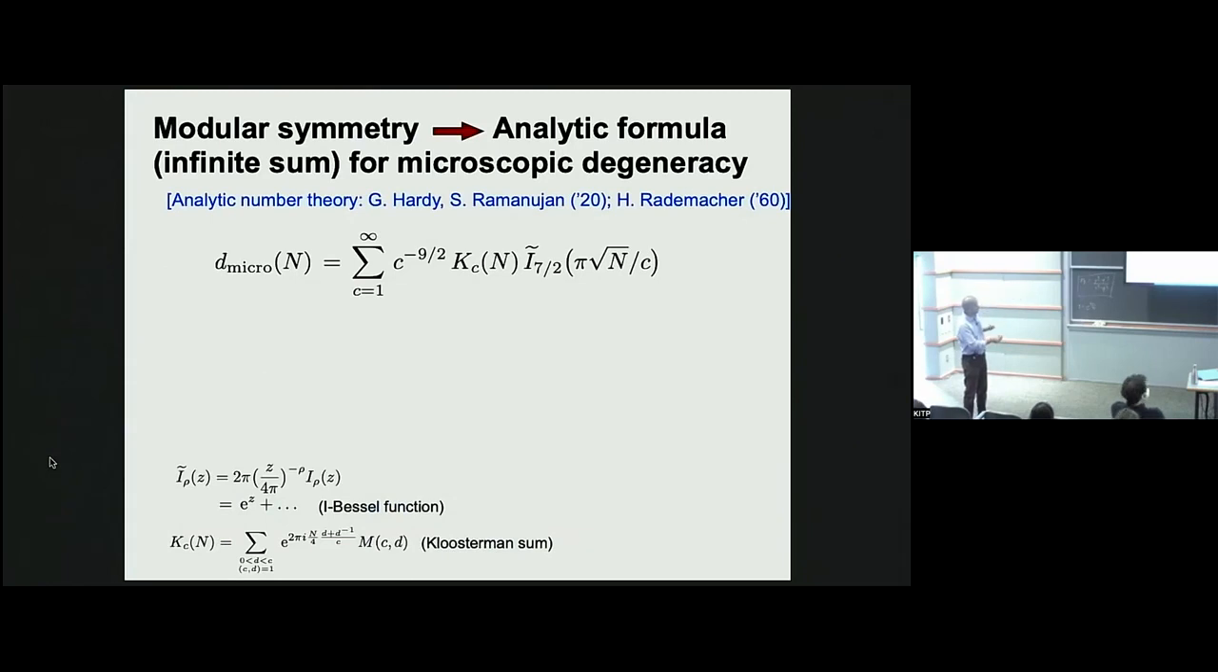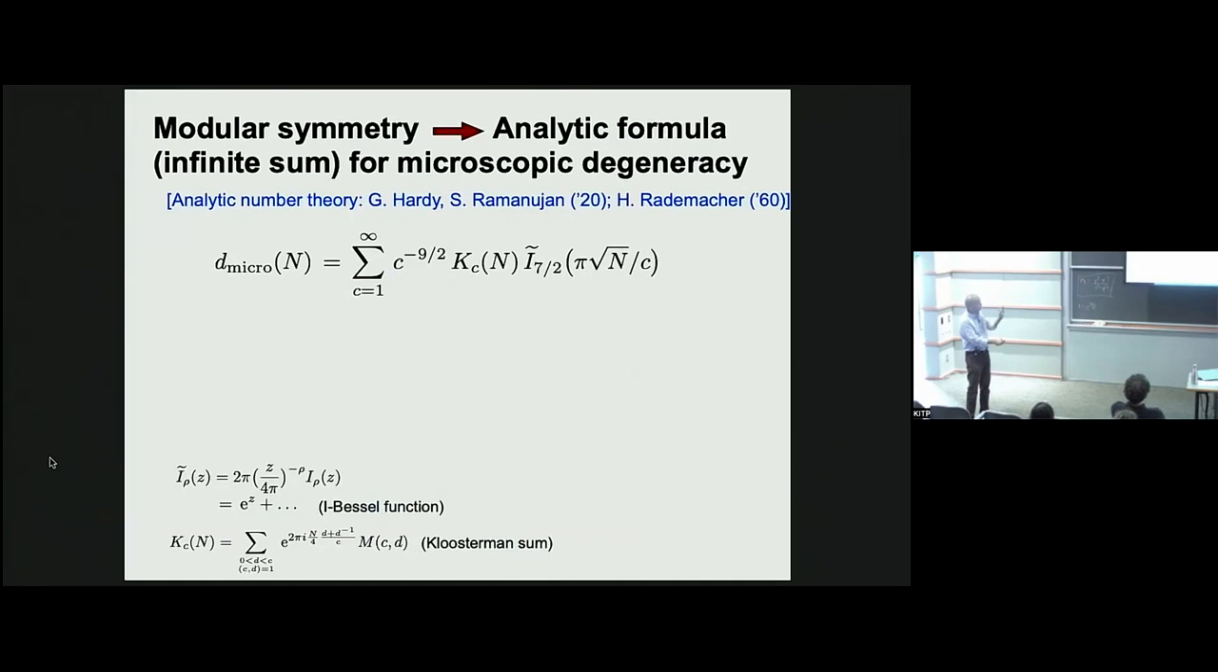Because these numbers are coefficients of a modular form, there's a beautiful formula which writes this integer as a sum of analytic functions. Here c goes from 1 to infinity. This is c to the minus 9/2 for this particular function. K_c is some Kloosterman sum.